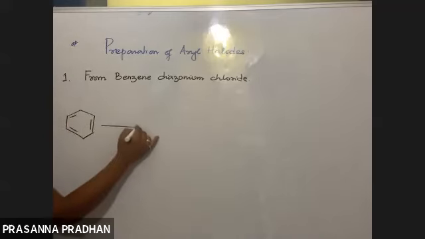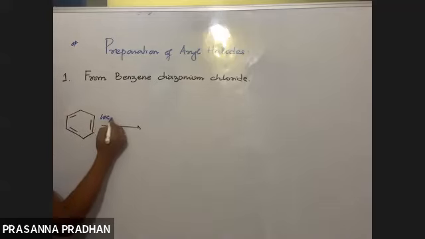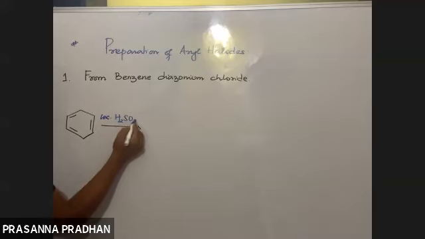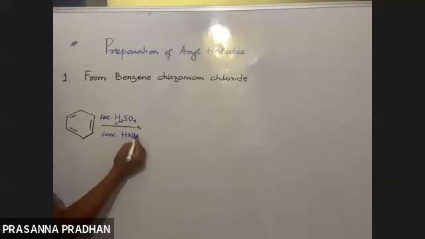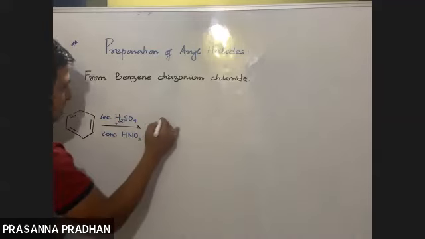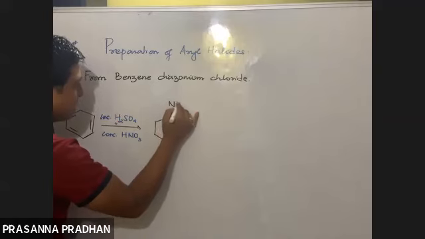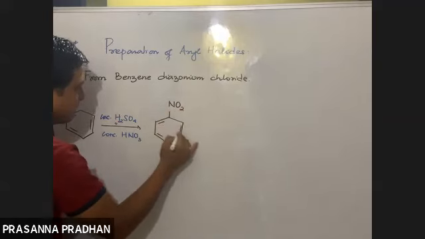Some of you must know that when benzene is treated with a mixture of conc H2SO4 and conc HNO3, a group is introduced into the benzene ring. Yes, this was there in your class 11. This reaction is known as nitration of benzene, an example of electrophilic substitution reaction. So your nitro group is introduced into the benzene ring, and we get nitrobenzene.